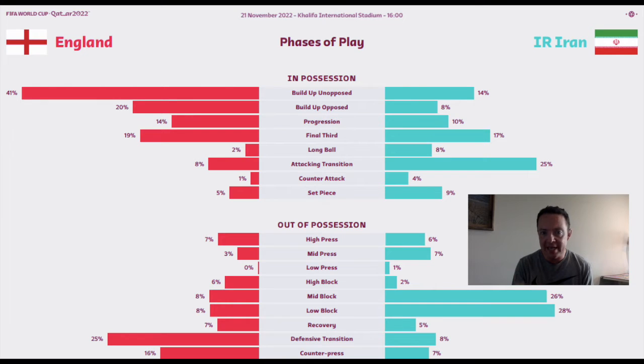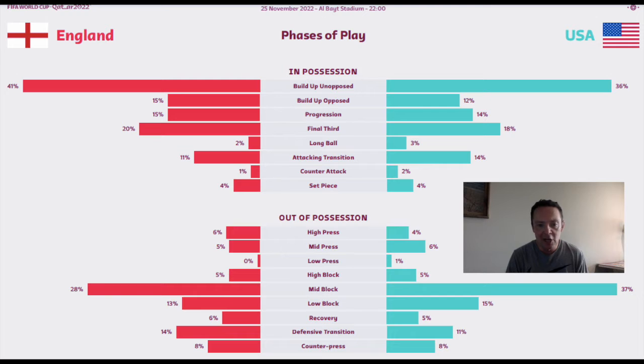And we can see by the data that whenever England played Iran, down at the bottom you can see Iran spent 28% of the time in a low block. And England wore them down and eventually moved them and eventually created a lot of chances. But when you look at the US data from the FIFA report, they only spent 15% in the low block. They were able to stay in a mid-block for 37% and high block for 5%.